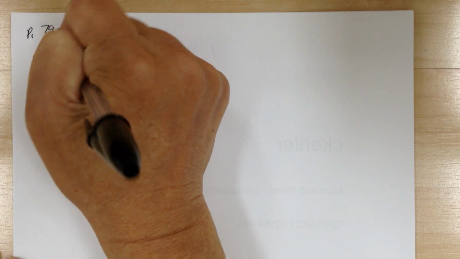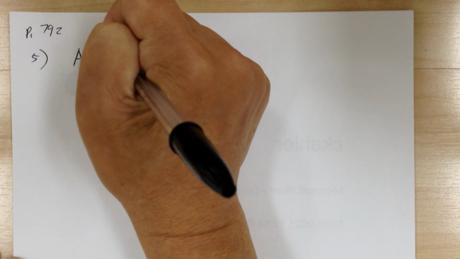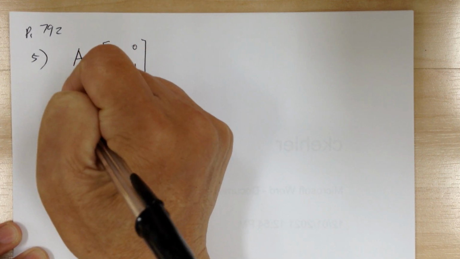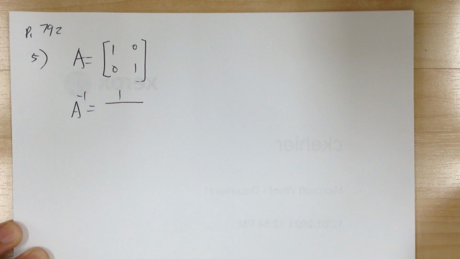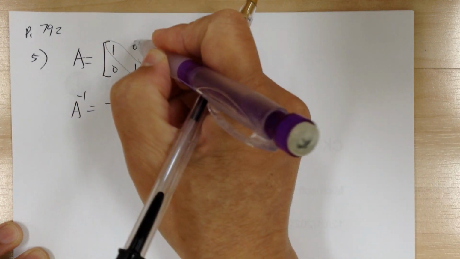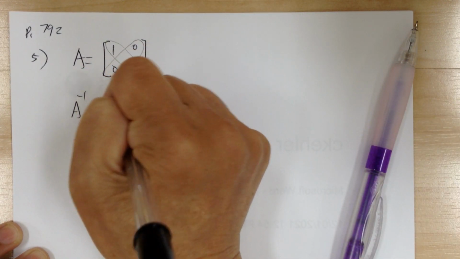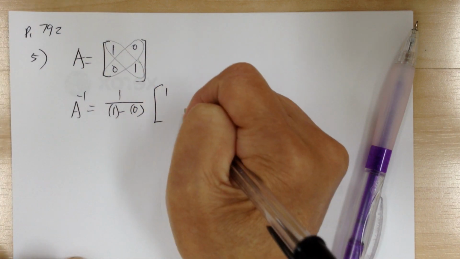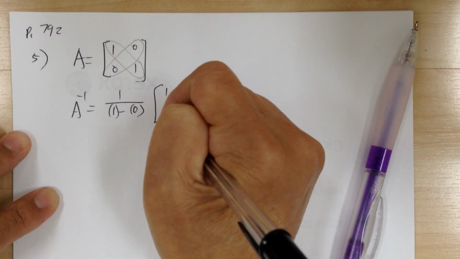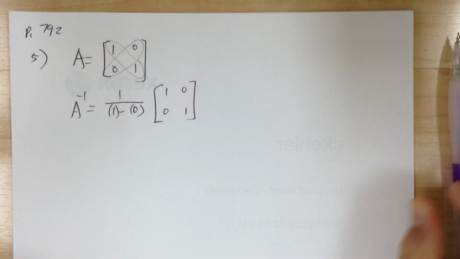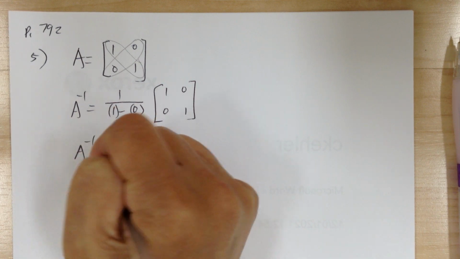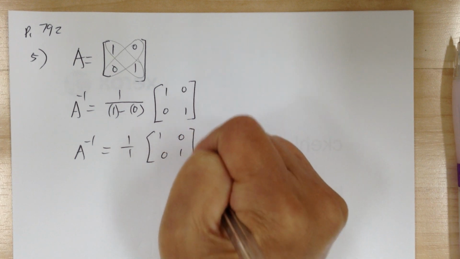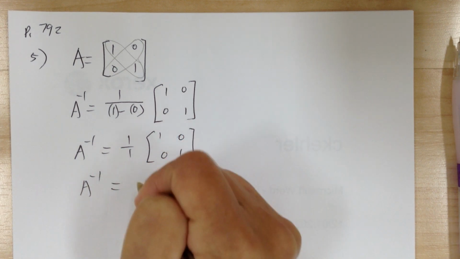Number 5. You get [1, 0; 0, 1]. So the inverse equals 1 over det. It would be 1 minus 0. Then you switch the numbers and take the opposite. 0 times negative 1 is still 0, right? So in this case, this is equal to 1 over 1 times [1, 0; 0, 1]. So the inverse equals the same.